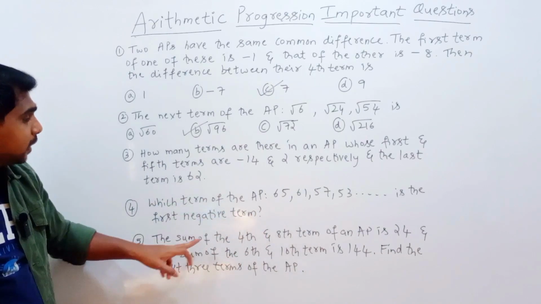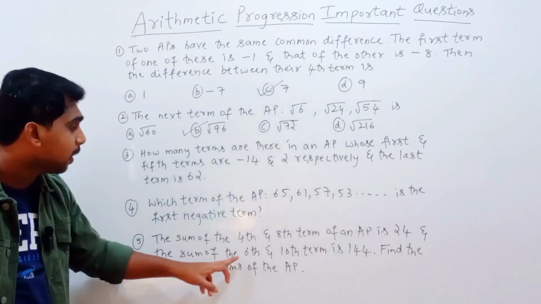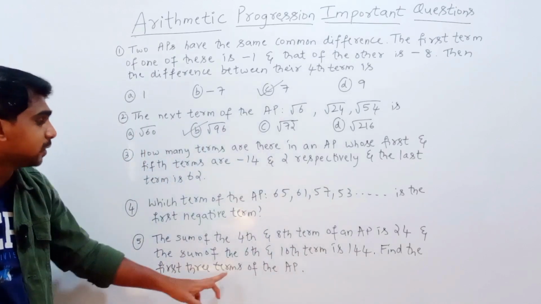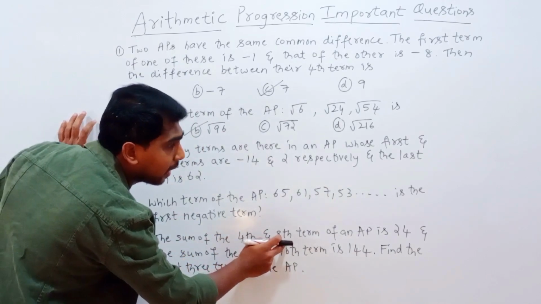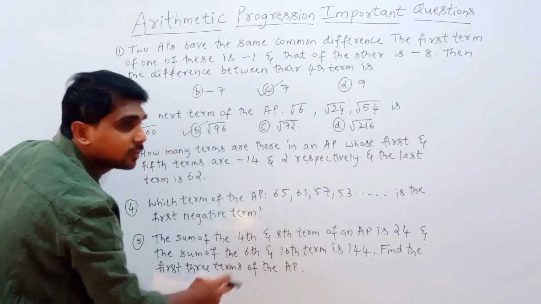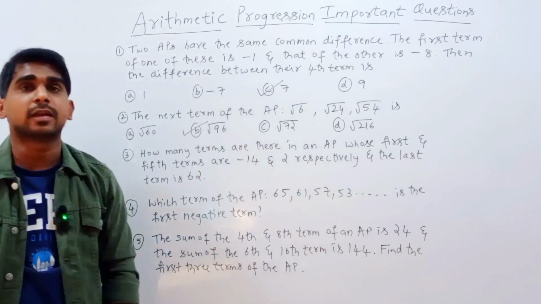Fifth question. The sum of fourth and eighth term of an AP is 24 and the sum of sixth and 10th term is 144. Find the first 3 terms of the AP. Here they have given A4 + A8 as well as A6 + A10. Okay, if you solve this, you will get A and D. Then you can write the first 3 terms of the AP.